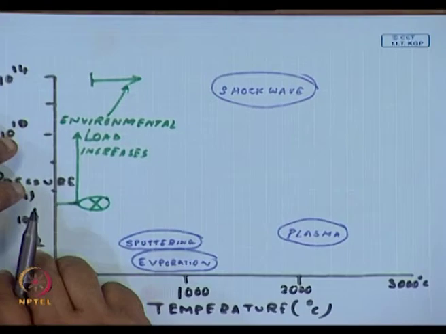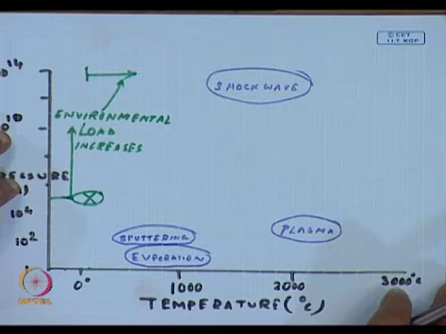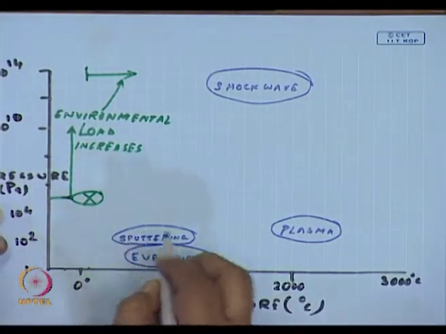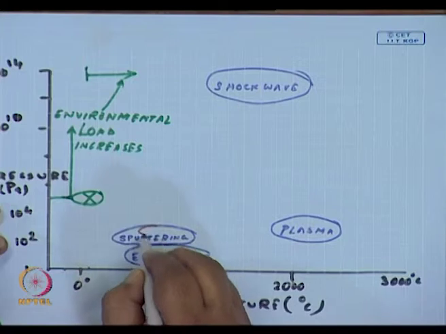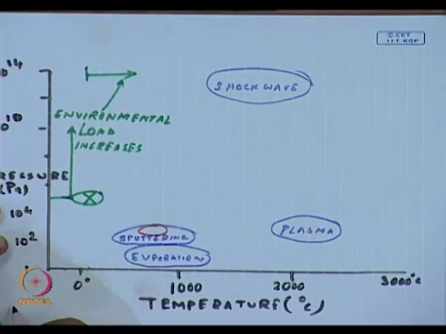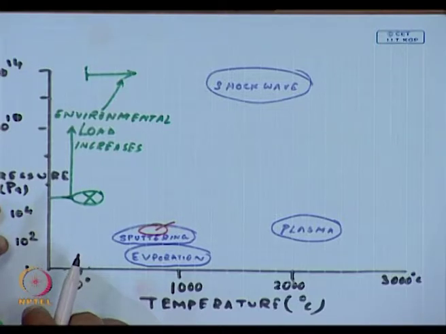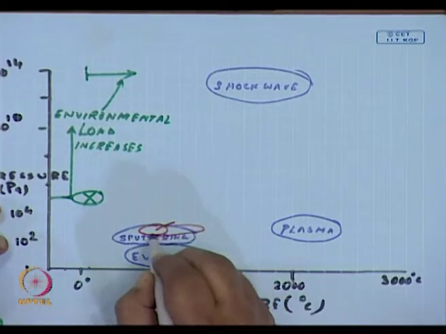Where does it stand on this particular scale of environmental load? Obviously, silane, everything comes over somewhere over here. This is where the hot wall reactors are, or it may be spreading to a lot more.